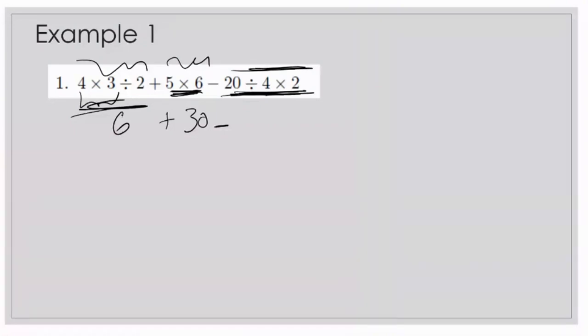Understand? So now if you are moving from left to right, you are not doing anything here, and then you do this one, and then you come here. This one, you deal with it, because these have got the same priority. So now you can just do it by inspection. 20 divided by 4, it's 5 times 2, which is equal to 10.